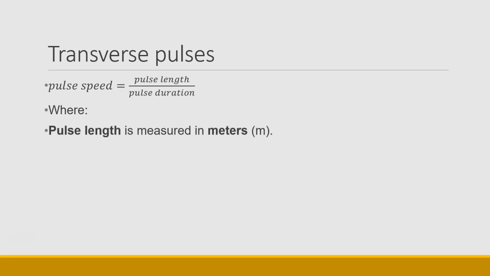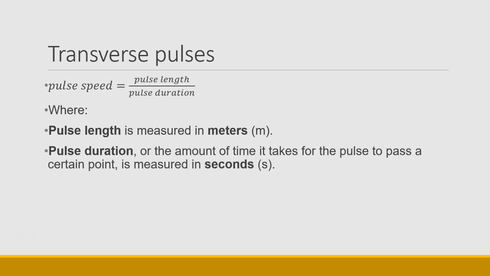The pulse length is measured in meters, as we just saw. The pulse duration is the amount of time it takes for the pulse to pass a certain point, and the base unit for that is the second.